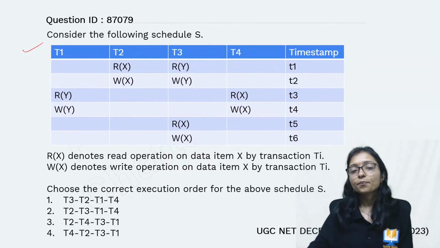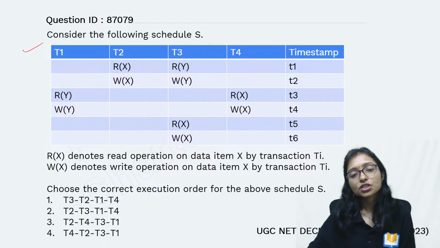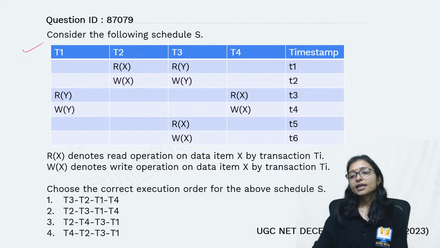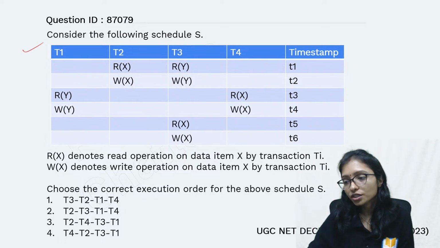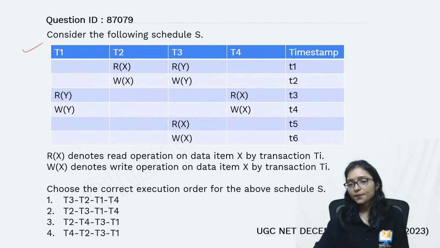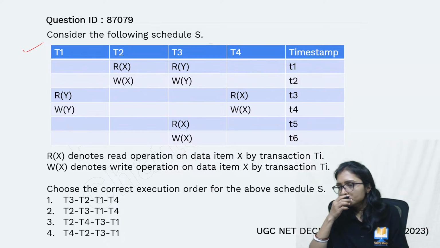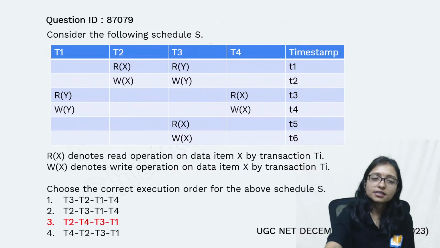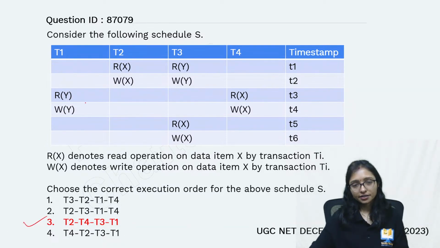So here you can see one question. Can you tell me what will be the order of execution? And in this question you also have to tell me whether it is conflict serializable or not. Okay, good. Answer is coming. Option 3 is the correct answer.